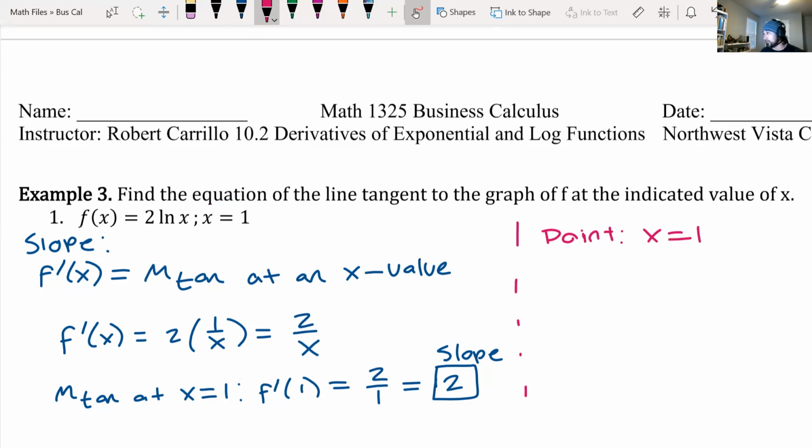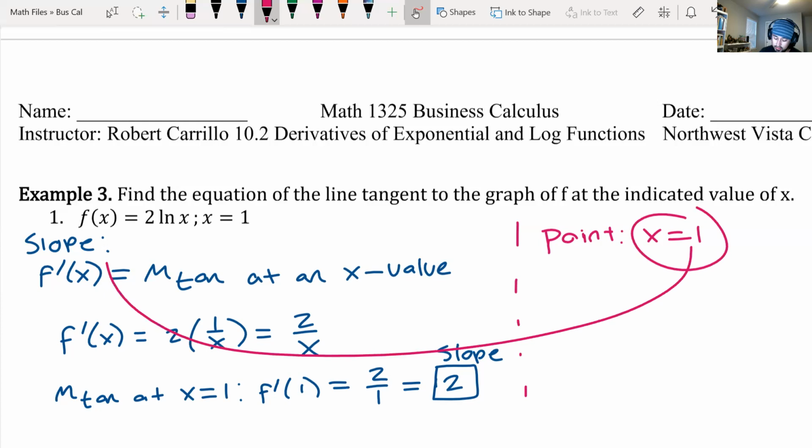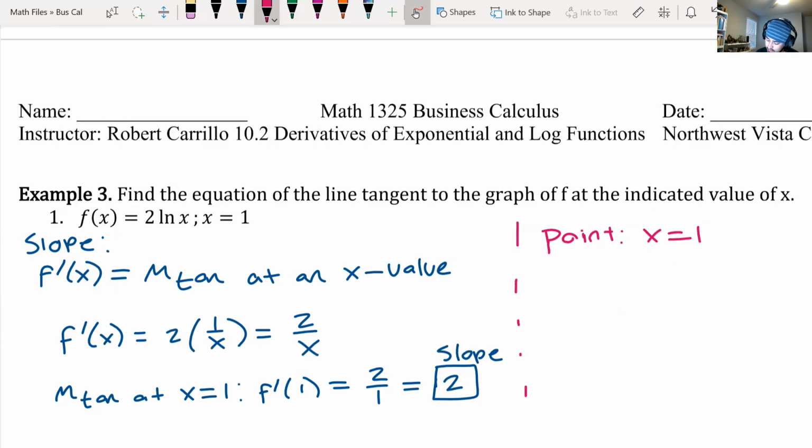Well, to find a point, you plug in an x value, and it should output a y value. So to get our point, we're going to take this value of 1 and plug it into the original function. So we're going to say f of 1 equal to 2 times the natural log of 1. And does anybody know what the natural log of 1 is?